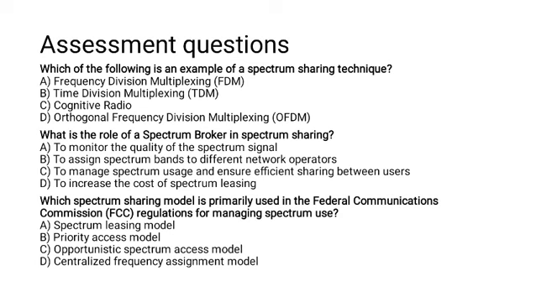Which spectrum sharing model is primarily used by the Federal Communications Commission for managing spectrum use? Spectrum leasing model, priority access model, opportunistic spectrum access model, or centralized frequency assignment model?